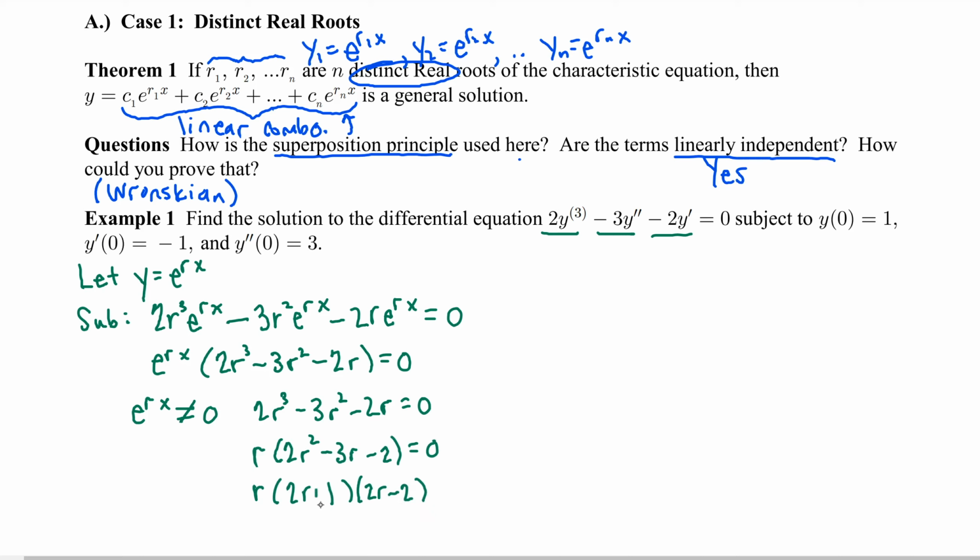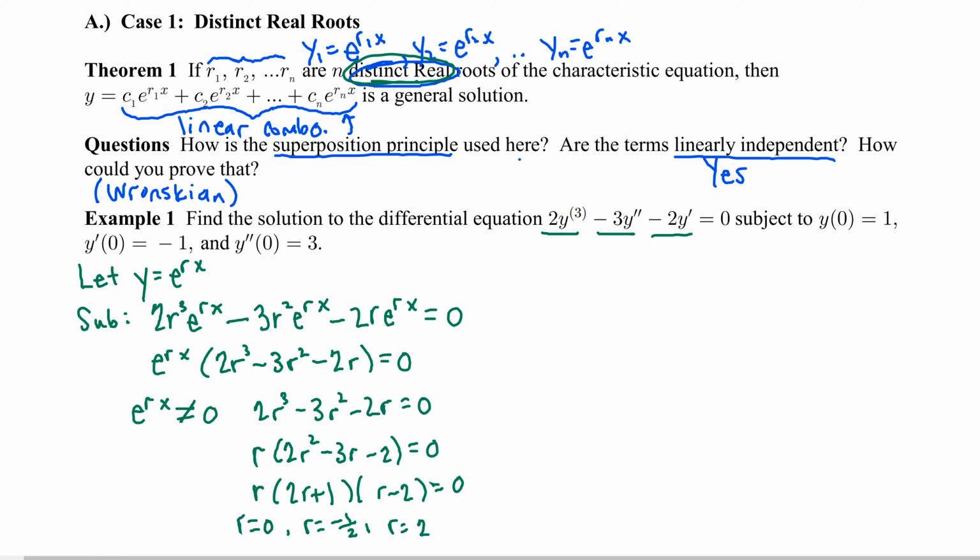Looks like we would get 2r plus 1, 2r minus 2. Whoops, just r minus 2. So 2r plus 1 times r minus 2 equals 0. So we're going to get 3 distinct real solutions: r equals 0, r equals negative 1/2, and r equals 2. So we do have the case of distinct real solutions.